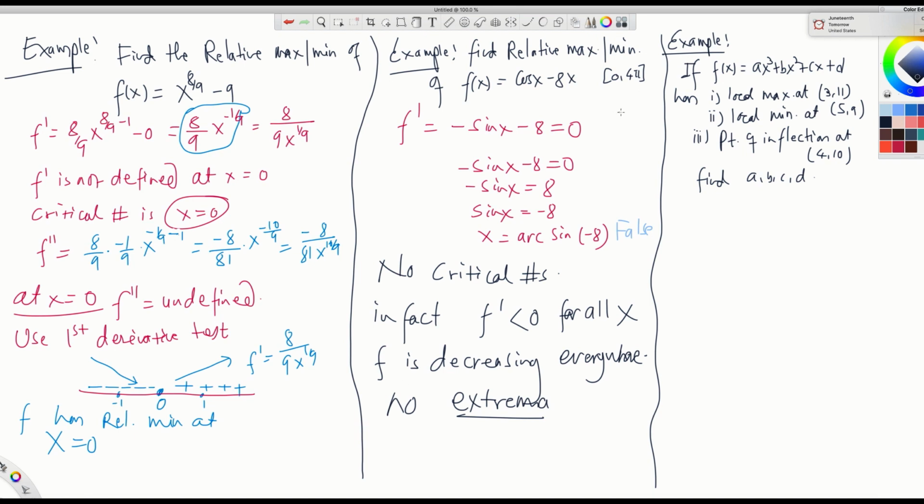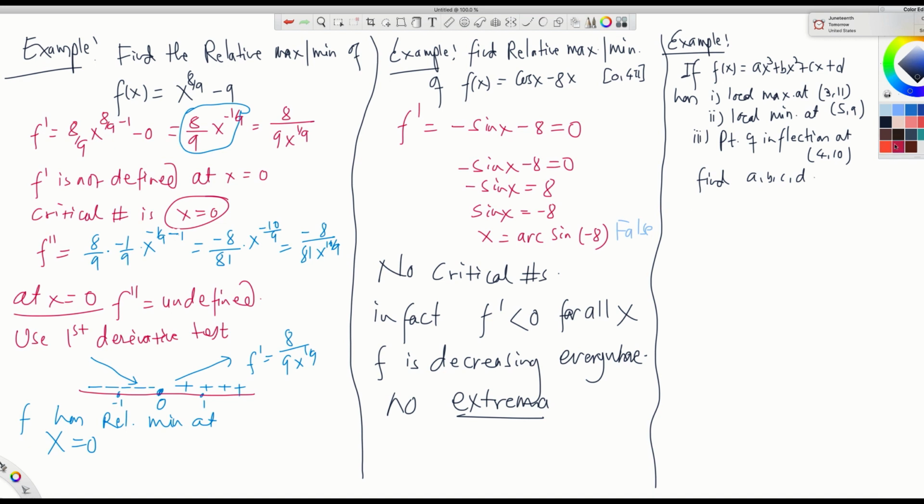So let us do the last example for this section. If f(x) is ax cubed plus bx squared plus cx plus d, and what is given first is that f(x) has a local maxima at 3, local minima at 5, and also what is given is that the point of inflection is at 4, 0. So what we want to do is find A, B, C, and D.